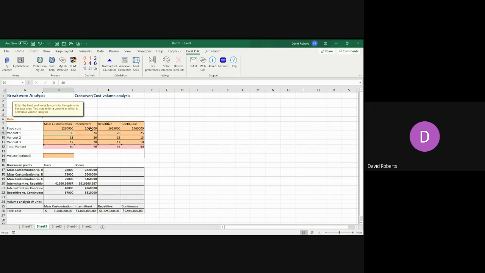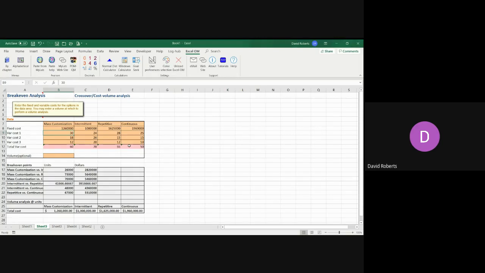So you have your fixed costs, your intermittent, your repetitive, and your continuous. See that intermittent is the least expensive when it comes to fixed costs, but is the most expensive when it comes to total variable costs. Now, continuous, which has the highest fixed costs, has the lowest variable costs, and that's the typical relationship that you'll have between fixed and variable. Low fixed, high variable, or high fixed, low variable.